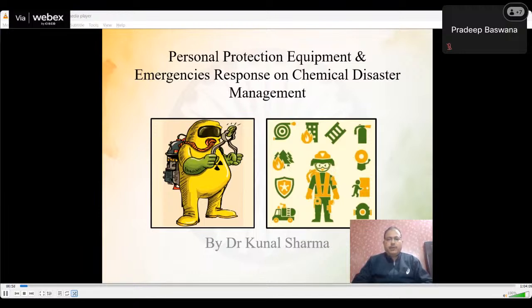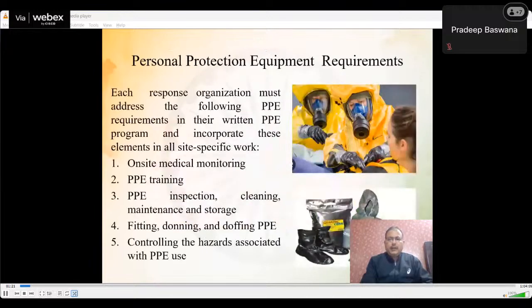As first responders, because I assume that most of us have vast experience in this field right now, and we are all multi-stakeholder and multi-domain specific people, I think we should understand certain things about PPEs, which are generally required in case of emergencies, to handle chemical emergencies, or say chemical safety or chemical disasters per se. So moving to that, what do we understand by PPE is the first requirement, and what are the PPE requirements?